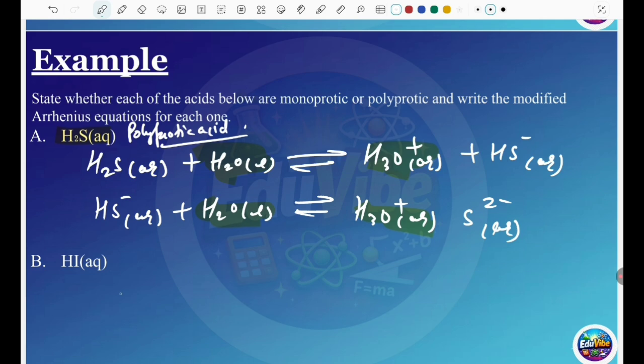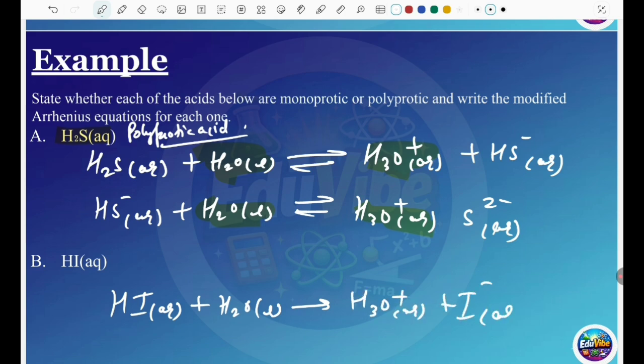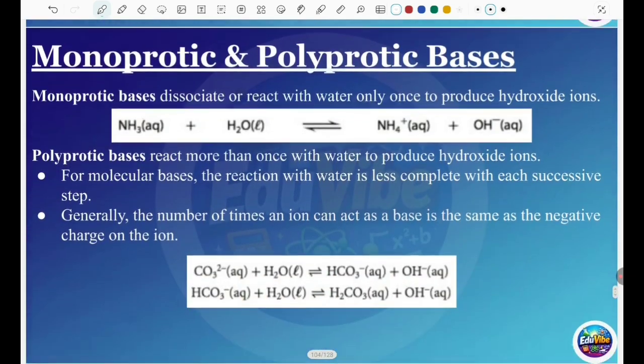HI is a strong acid, so it reacts only once with water and you get only one hydronium ion, which means this is your monoprotic acid. So that's how it works. If you have two reactions, you get a polyprotic. If you have one reaction, you get a monoprotic. Simple thing. Same with the bases.